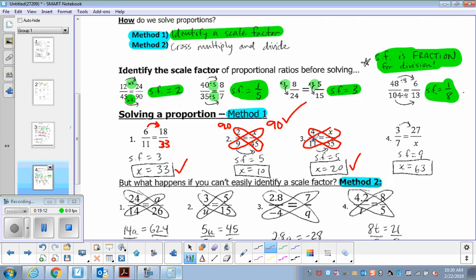So right there, 20 times 11 was the 220. And we already did 55 times 4 was 220. Boom, we're good to go.